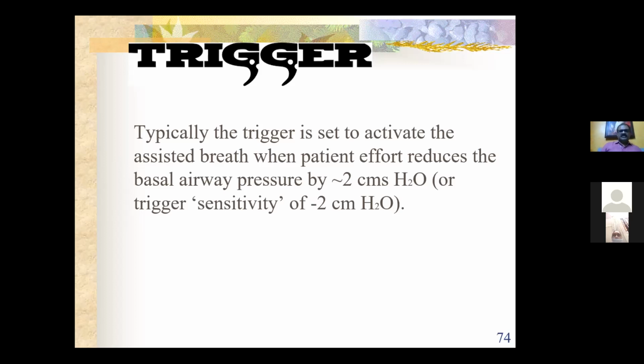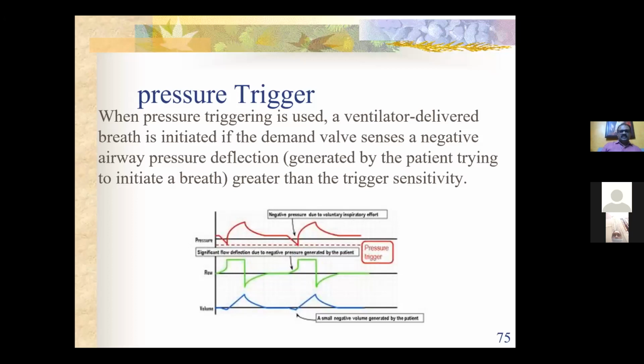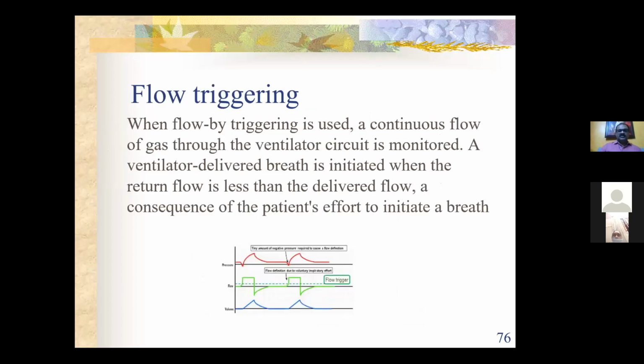That is the pressure trigger, where what we usually set is minus 2 centimeters of water. In the case of a flow trigger also, there is something called a basal flow of 3 liters per minute. During inspiration and expiration, there will be a flow through the circuit from the ventilator's inspiratory side, through the patient and back. So during expiration also, there will be a flow of 3 liters per minute.